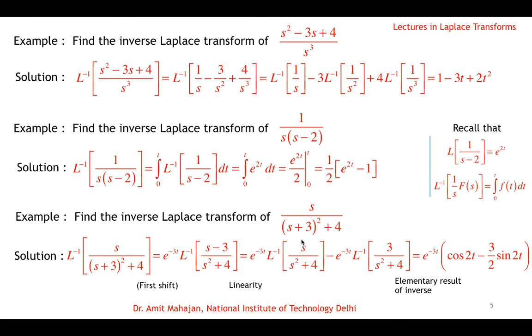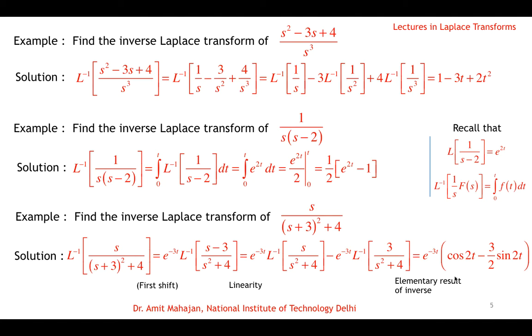And Laplace inverse of this is known, it is cos 2t, and Laplace inverse of this will be, if I multiply and divide by 2, so 2 over s square plus 4, Laplace inverse is sine 2t, so it will come minus 3 by 2 sine 2t. Okay, so Laplace inverse of this very simple function is again easy to calculate.